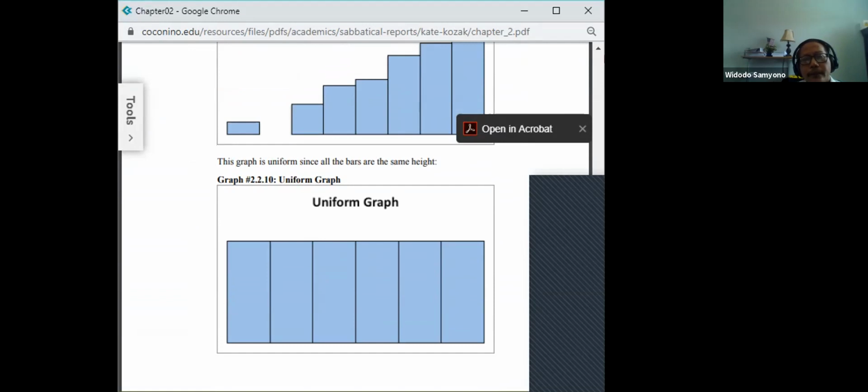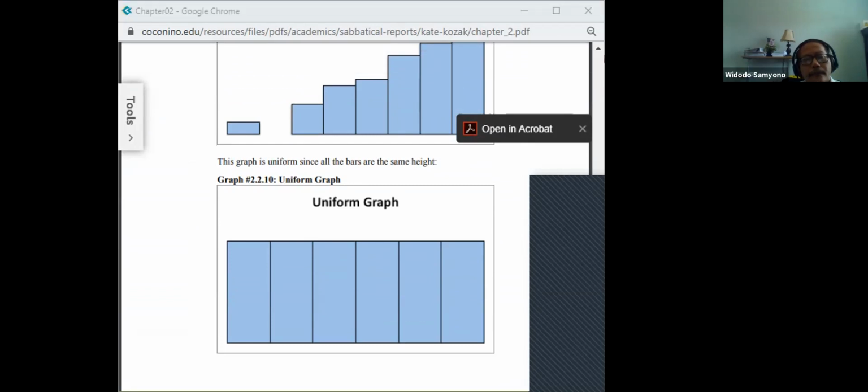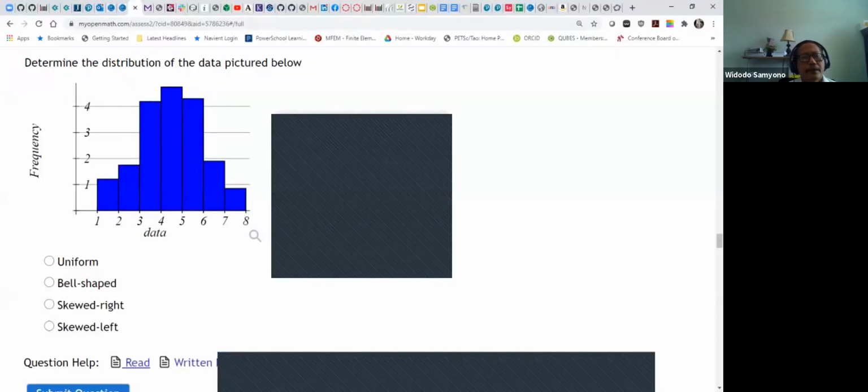So now you go back to the problem. So what you have here is this one: uniform, bell shape, skewed right, skewed left. This one is the answer.